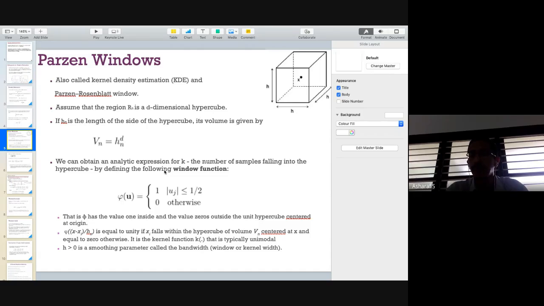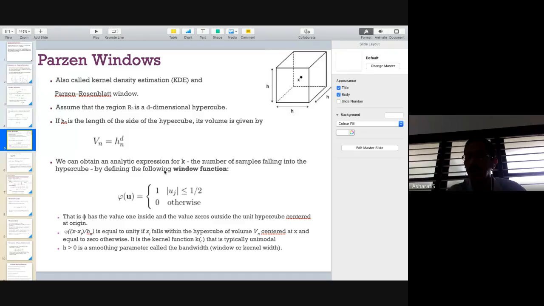So you can assume that the hypercube is centered at 0, 0, or 0, 0, 0 in the 3-dimensional context, and the length of the hypercube is 1. If the distance from the center to the point is less than half, half of the unit length of the hypercube, then you say it's inside, otherwise outside. Generally it's h by 2.